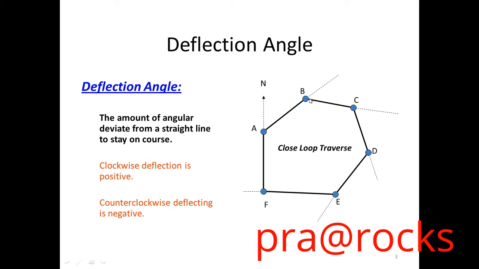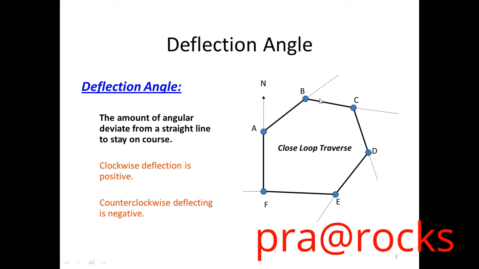As you can see, we have a closed loop traverse here. What this means is that the starting point of this traverse and the ending point of the traverse is the same point. As we travel from A to B, to stay on course, we have to deflect a certain amount, and that is an angle. That's the deflection angle. In this case, we are deflecting clockwise, so it's a positive deflection angle.